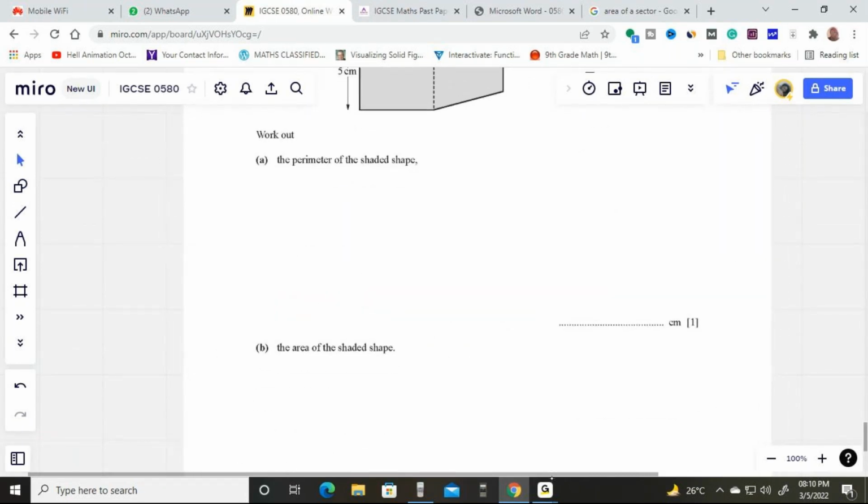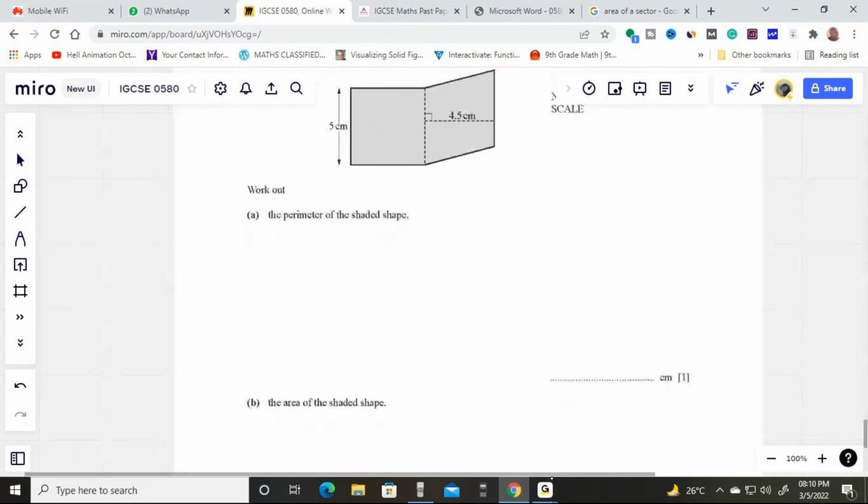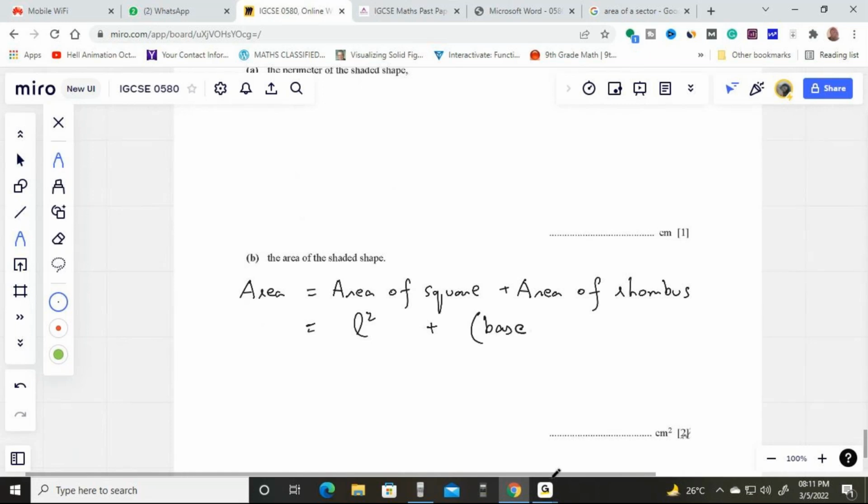You need to find out the area of the shaded shape. The area of a square is quite easy to calculate. The area of a rhombus is similar to the area of a parallelogram. The formula is the same. The area of the shaded shape is the area of the square plus the area of the rhombus. Now, the area of a square is length into length, so it's L squared, plus the area of the rhombus is what? Base into height. That's what the thing is.